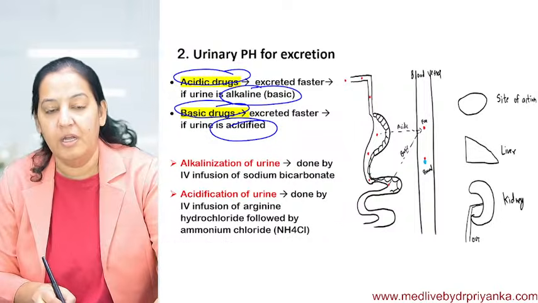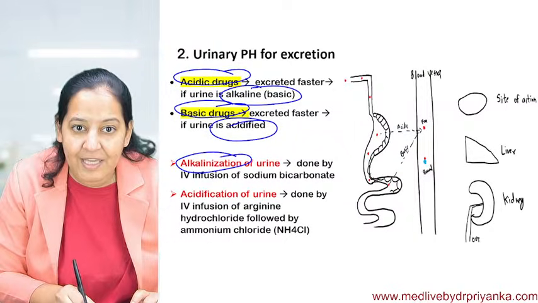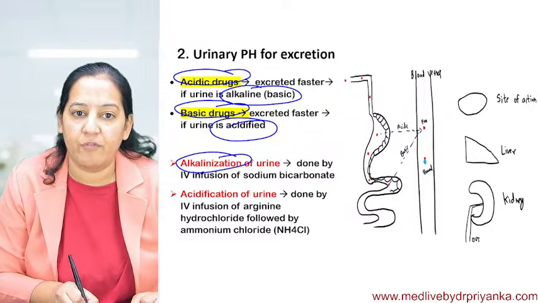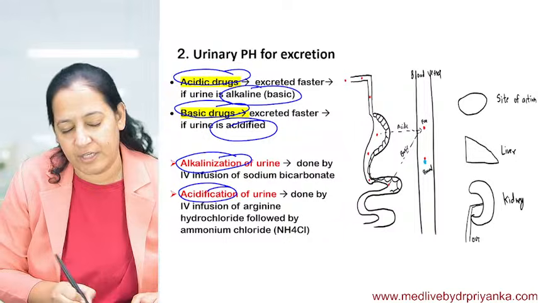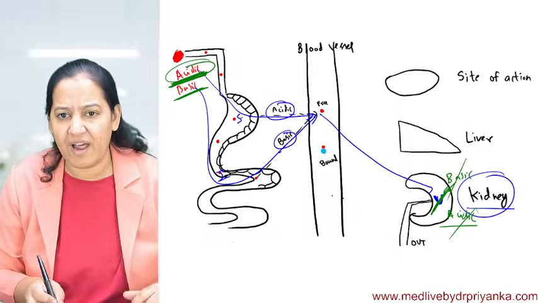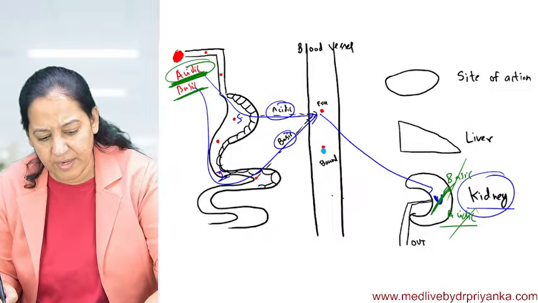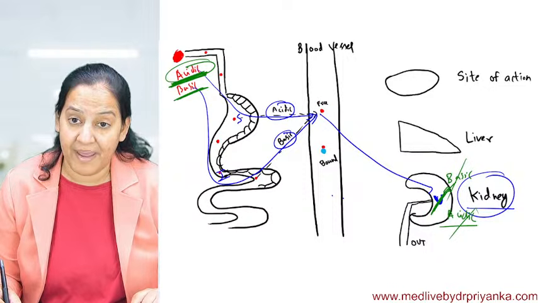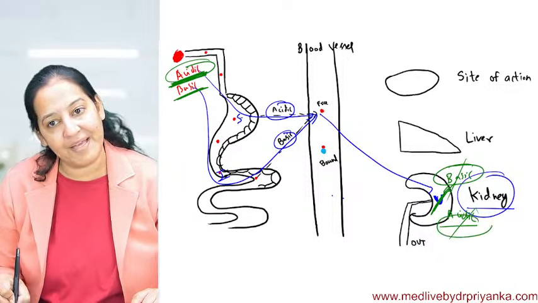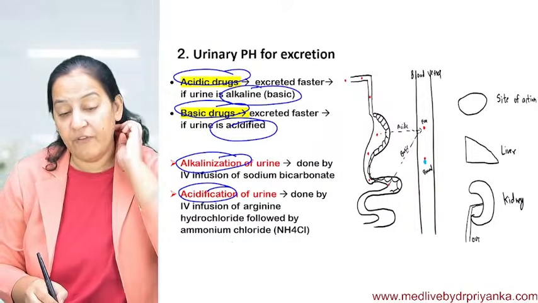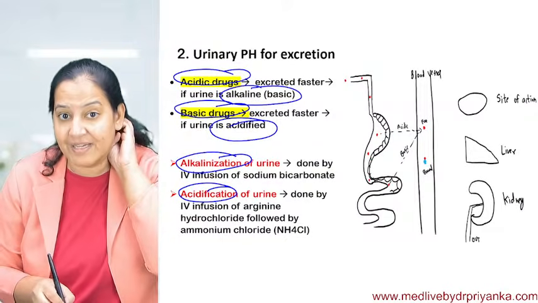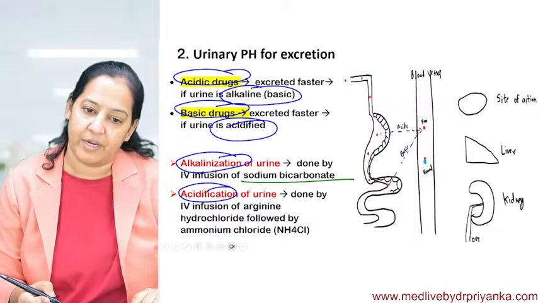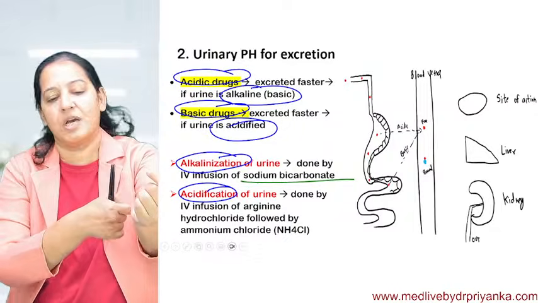The same thing is written. You have to alkalinize the urine, and you have to acidify the urine. So you will ask, ma'am, can we change the pH of the urine? Yes, you can change the pH of the urine. You can make the urine basic in nature. You can make the urine acidic in nature. If you want to make the urine basic, start the drip of IV sodium bicarbonate. The patient is unconscious, now you start the drip.